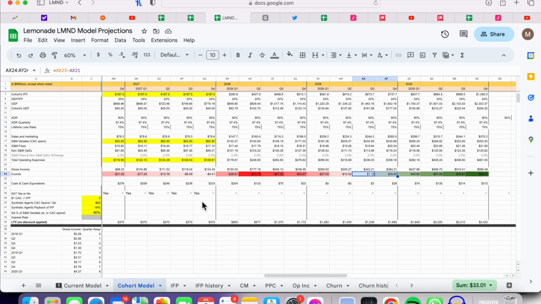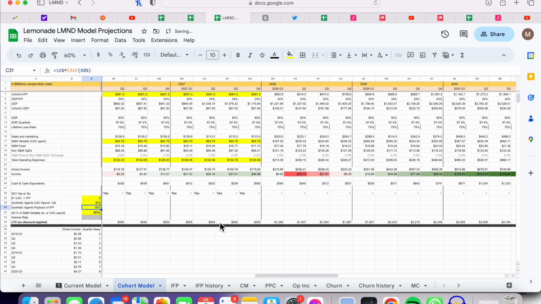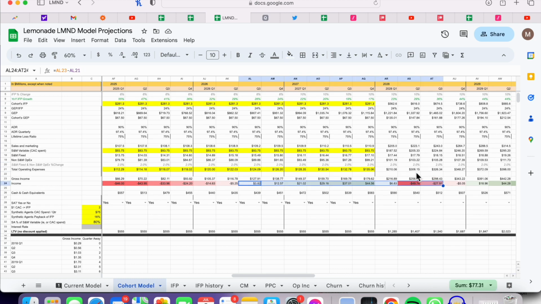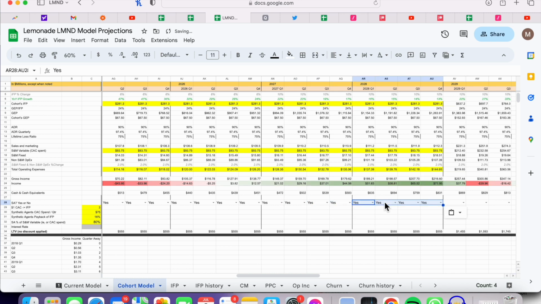Now, if we go even more aggressive, let's say it's a $75 spend. Well, now you're still reaching profitability somewhere around 2026. The synthetic agents die off here, so maybe I'll make them even longer. Just keep them rolling all the way through.